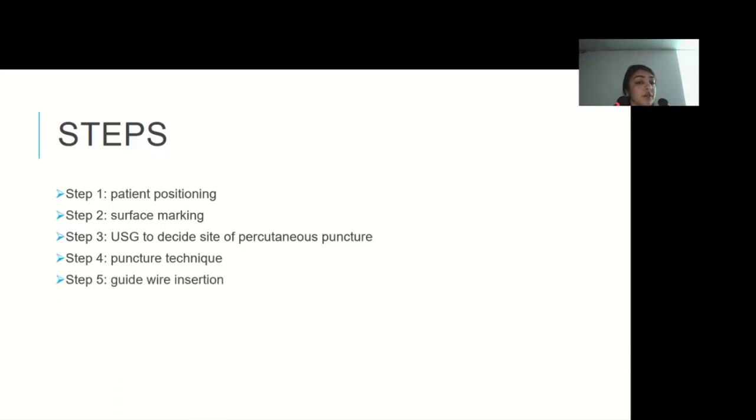Then after puncture, if you assess the calyx, you pass in a guide wire, and over that guide wire you do a tract dilatation. The tract dilatation depends upon what kind of urine you are draining from your puncture. If it's clear urine, you will dilate your tract up to 6 to 8 FR to put in a PCN of 8 FR. After that tract dilatation, you insert a nephrostomy over the guide wire.